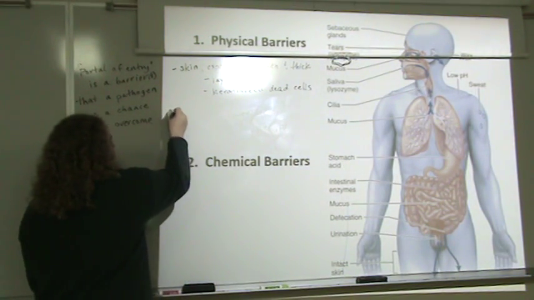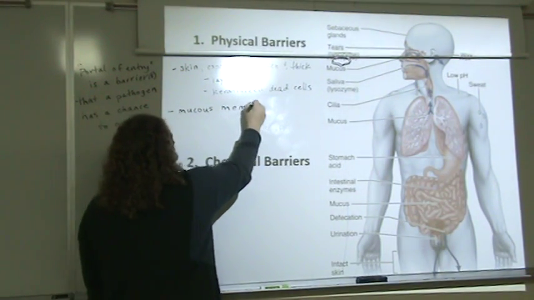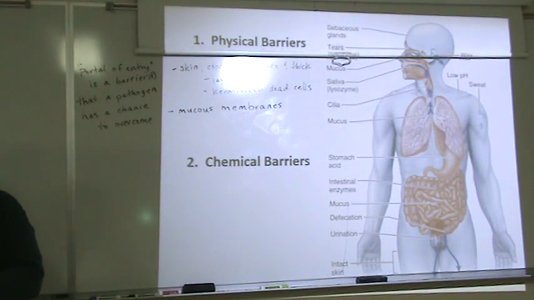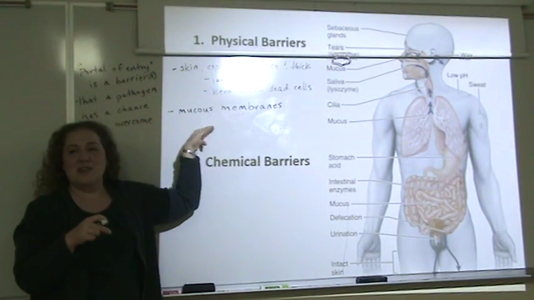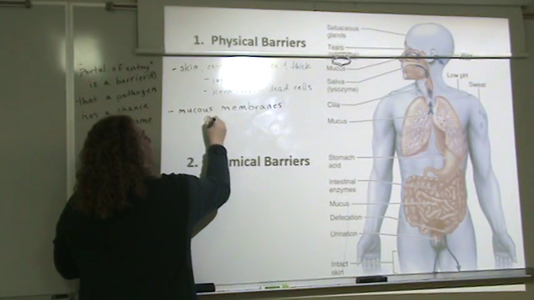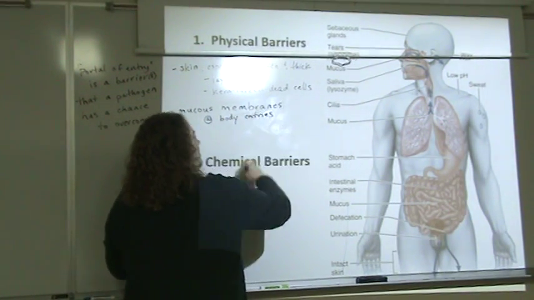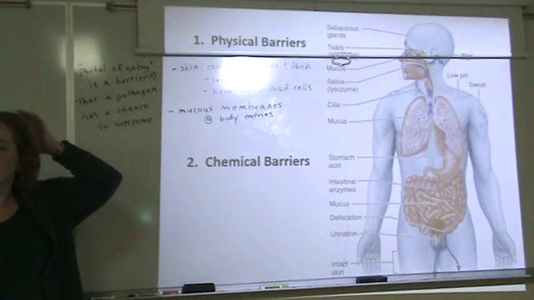Okay, the second major set of barriers are your mucous membranes. Notice the spelling on that. So MUCUS, that is the secretion. MUCOUS is the membrane that makes the secretion. So mucous membranes. And where do you have those? You generally have those at body entries. You have portals, you have mucous membranes at portals of entry. It's no coincidence.